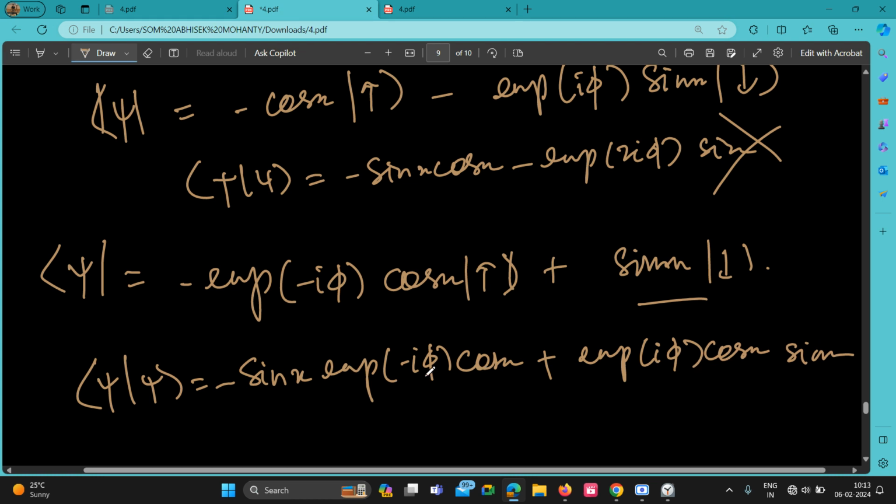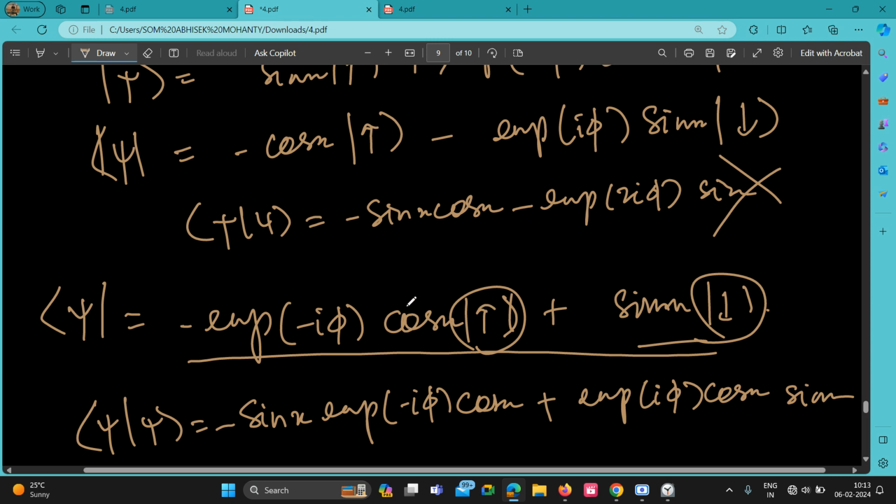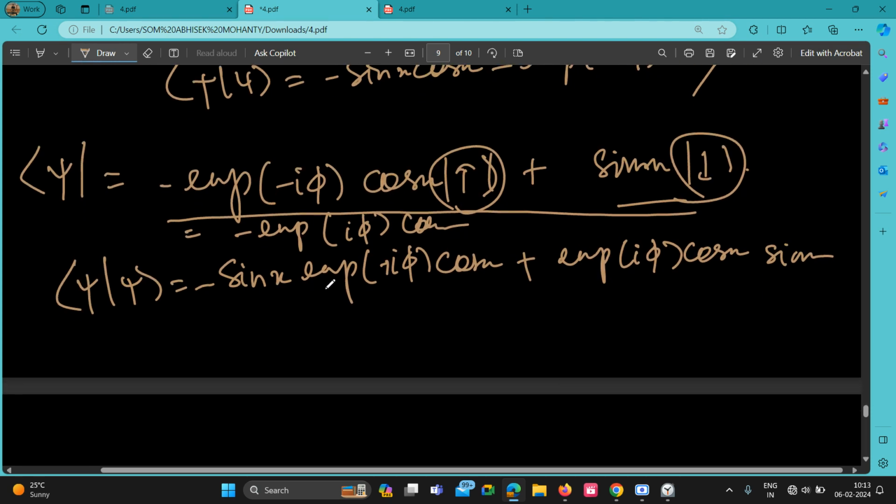And another thing. See, this is given in ket. So its bra will be what? Its bra will be minus exponential i phi cos x, so this one will become i phi. Okay, got it. And this can now be cancelled out. All right. Is it all right? I hope you understood.